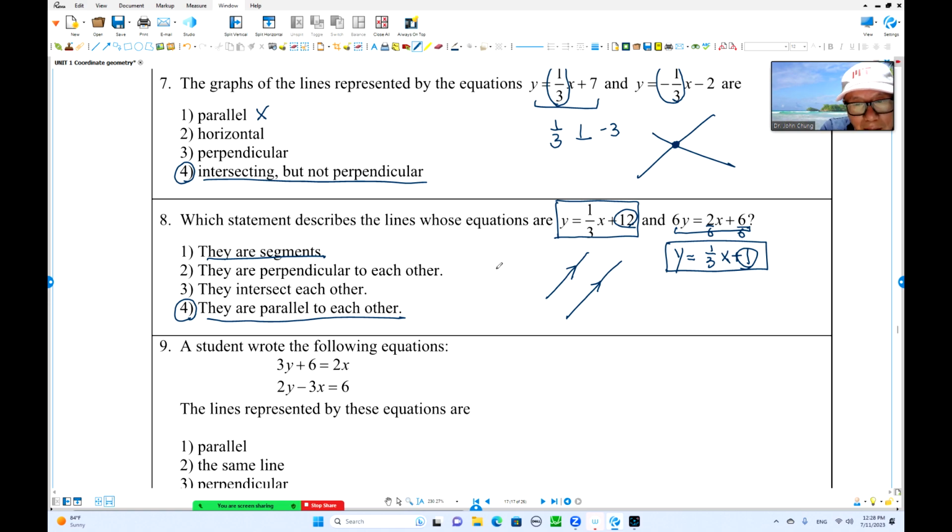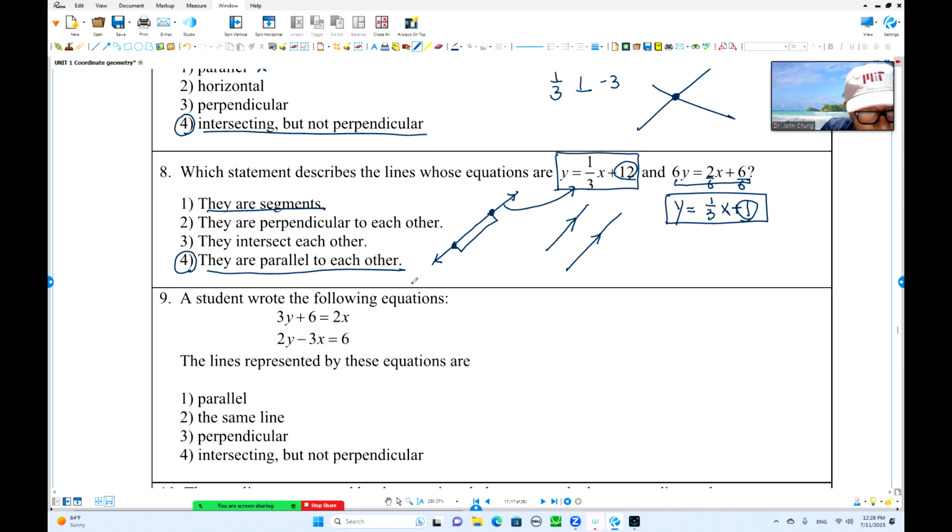The line continues to the right and continues to the left. That's the line. That's the equation of a line, not a segment. A segment has endpoints over here. Okay? They are not segments, right? They are lines, okay? That's why choice 4 is the answer, okay?